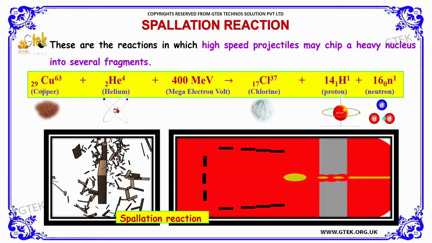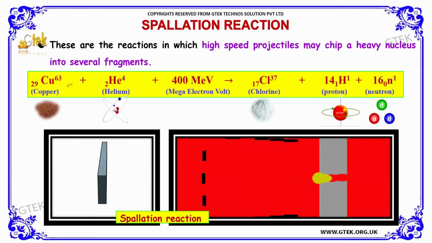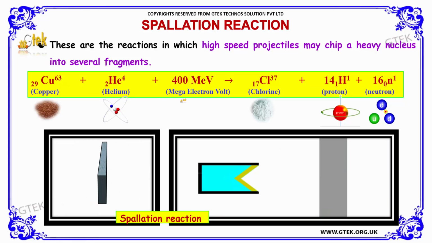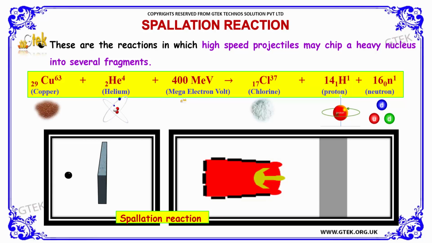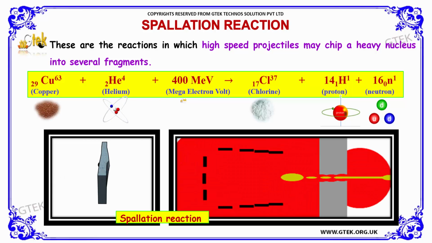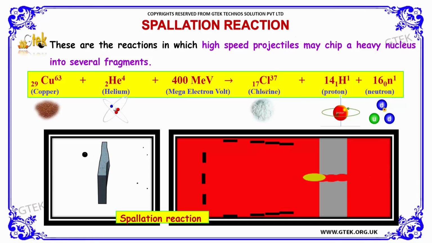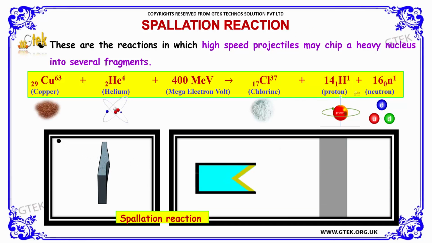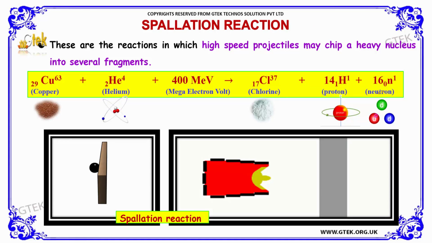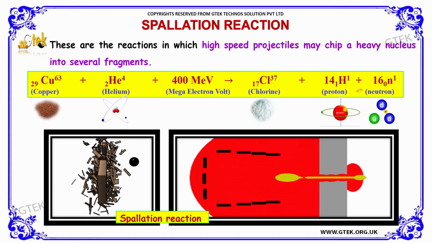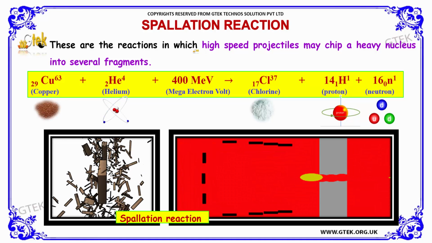Copper with atomic number of 29 and 63 with the helium, and you got a 400 mega electron volt of energy, which may produce chlorine and proton and neutron. That's referred to as spallation reaction.